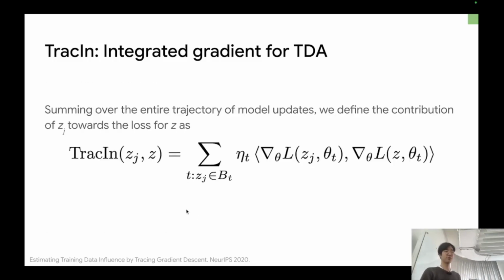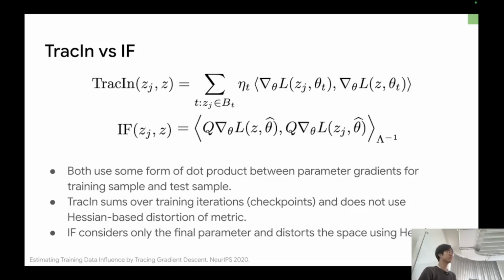And of course you have to sum over all the iterations, right? And that's going to give you the TracIn formulation. So the contribution of Zj to Z is given by the summation over inner products of the parameter gradients along the path. And you have some scaling factor eta t given by the learning rate at each iteration. So that's the definition of TracIn. So far, no questions?